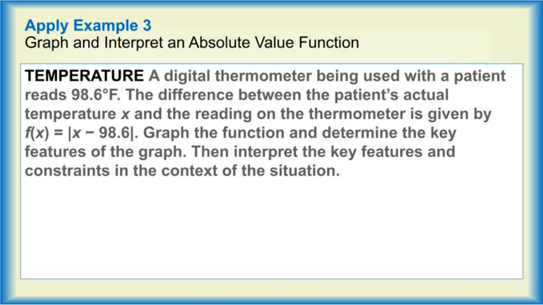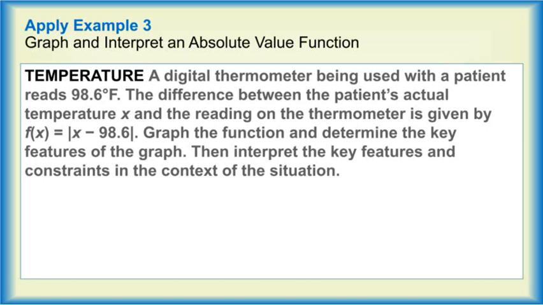Example 3, here we're going to graph and interpret an absolute value function with a word problem. It says a digital thermometer being used with a patient reads 98.6 degrees Fahrenheit. The difference between the patient's actual temperature x and the reading on the thermometer is given by f of x equaling the absolute value of x minus 98.6. Graph the function and determine the key features of the graph. Then interpret the key features and the constraints in the context of the situation.